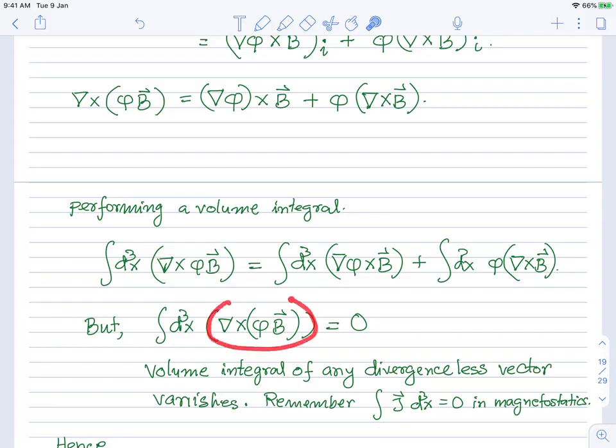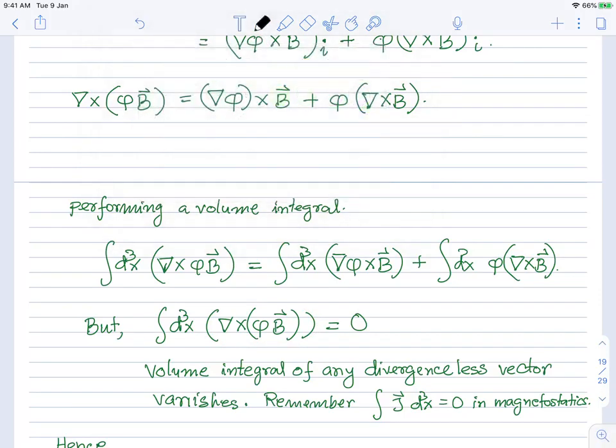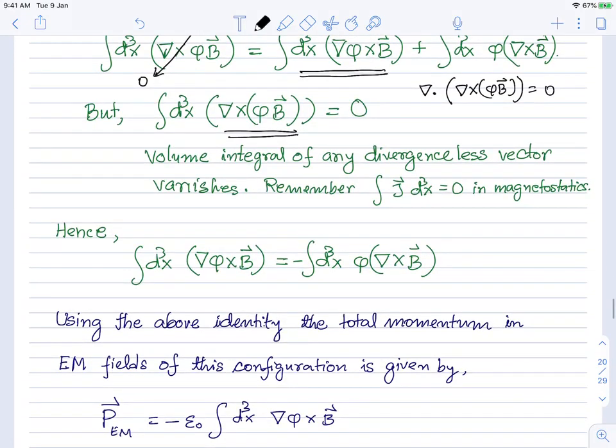Now this vector here is the curl of something. So if I take the divergence of this vector, the curl of phi times B, this must be equal to 0 because the divergence of a curl is always equal to 0. Therefore this vector is divergence free, and the volume integral of a divergence free vector is always 0. So this term will essentially be 0. If this term is 0, then this is the term of interest. This can be written as minus of this term, right?